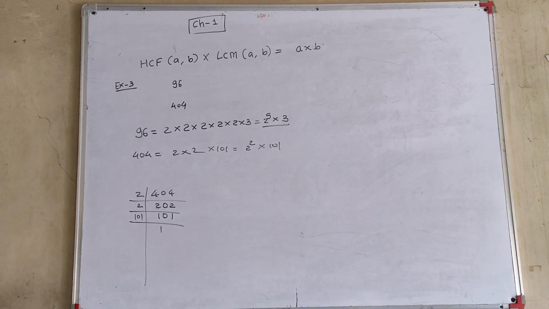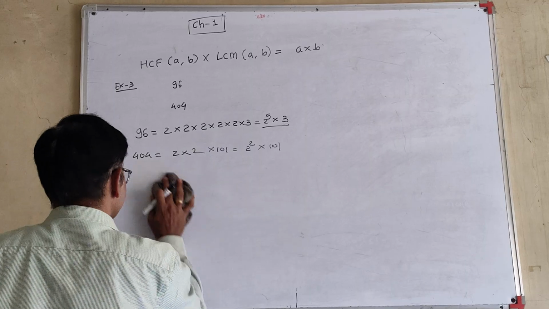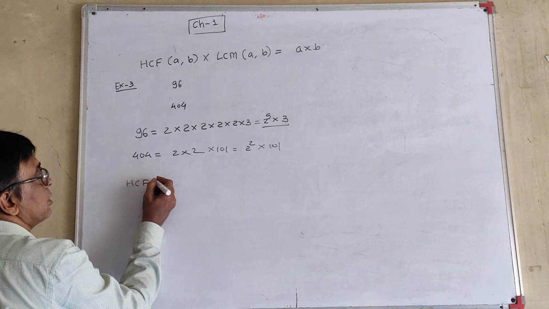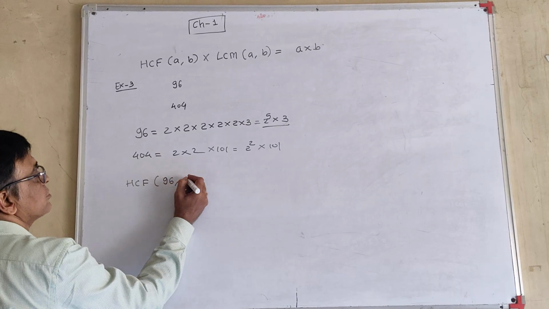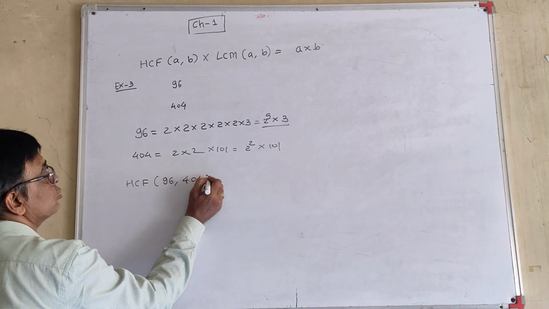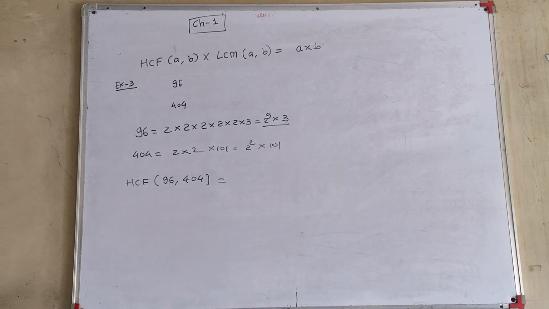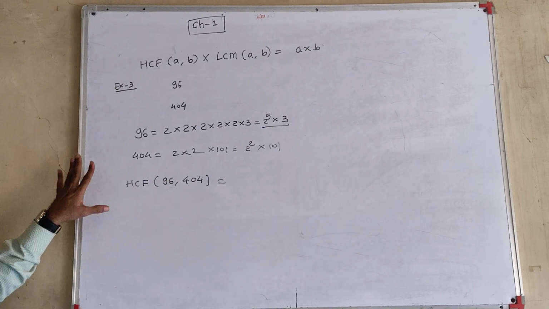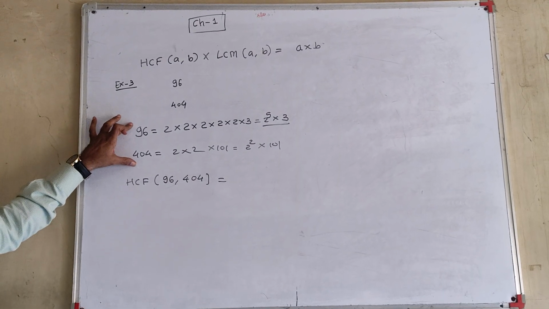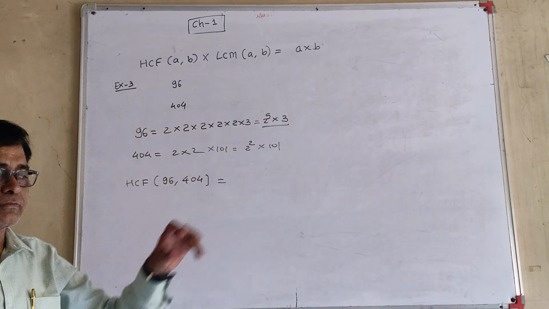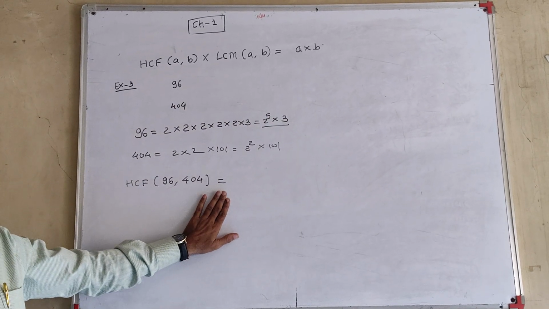Okay. Now the question says that I want to find the HCF of 96 and 404 by the prime factorization method. So I have done the prime factorization. Now I will find the HCF of these two numbers.